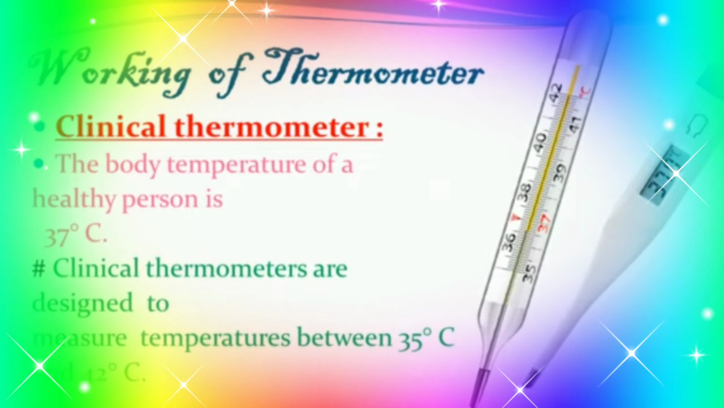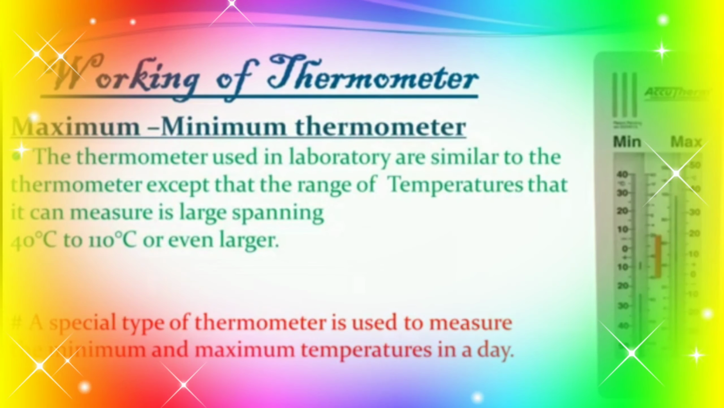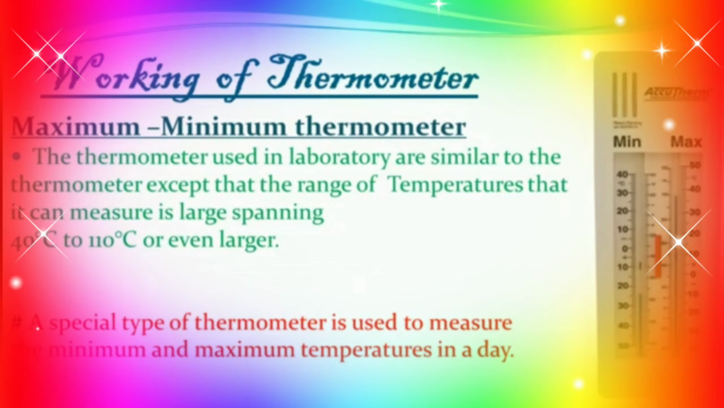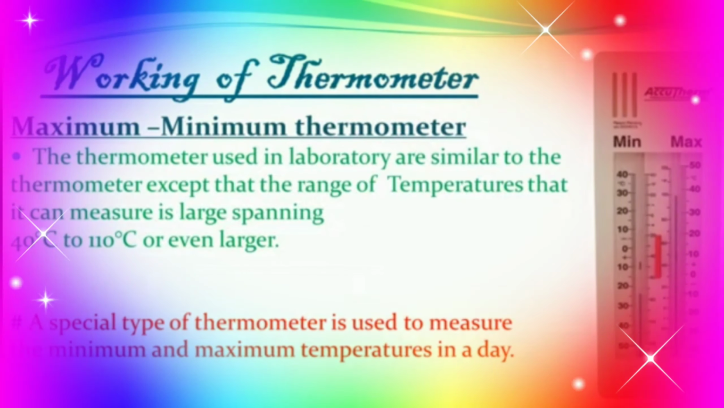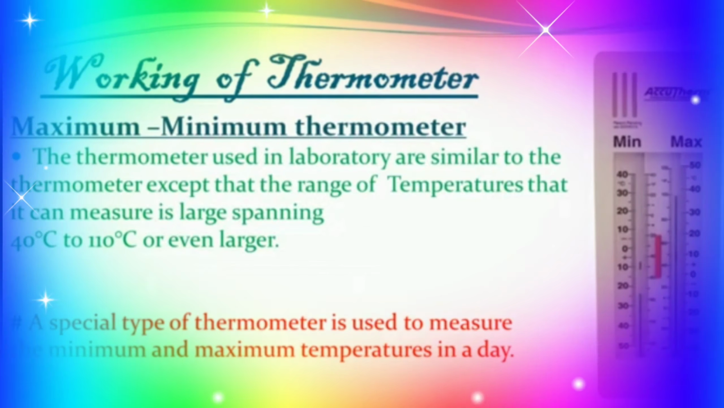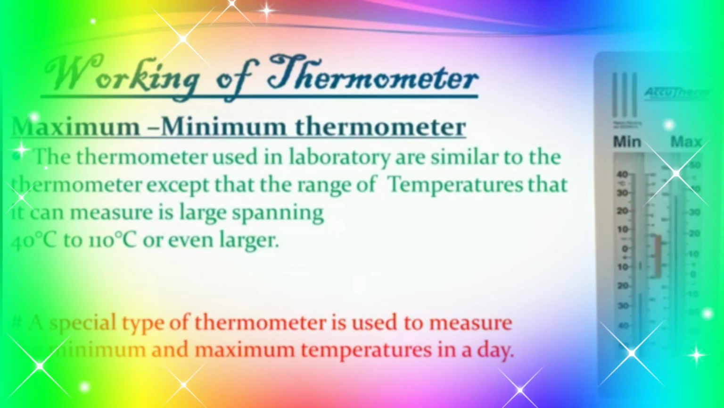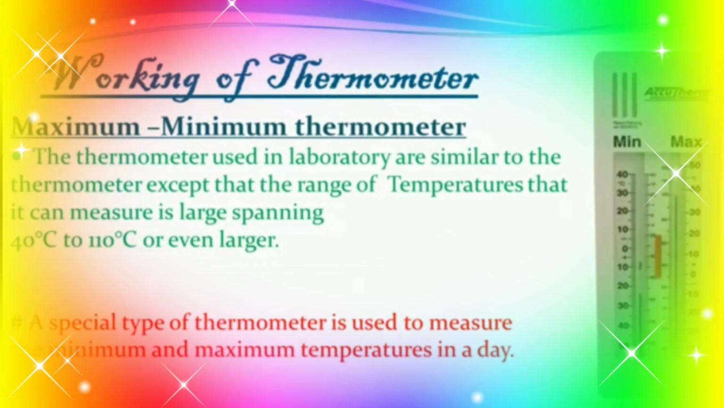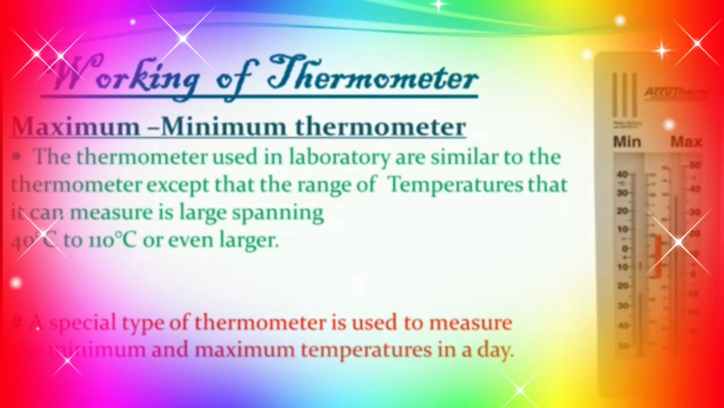The thermometer used in laboratory is similar to the one shown in figure 14.4, except that the range of temperatures that it can measure is large, spanning 40 degrees Celsius to 110 degrees Celsius or even larger. A special type of thermometer is used to measure the minimum and maximum temperature in a day. It is called the maximum-minimum thermometer. Students, whatever diagrams are given in 14.4, you have to draw them and label them.